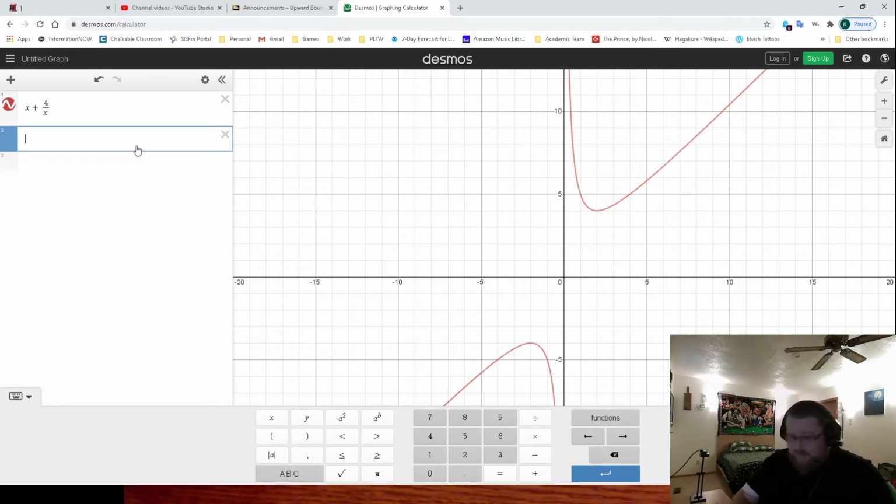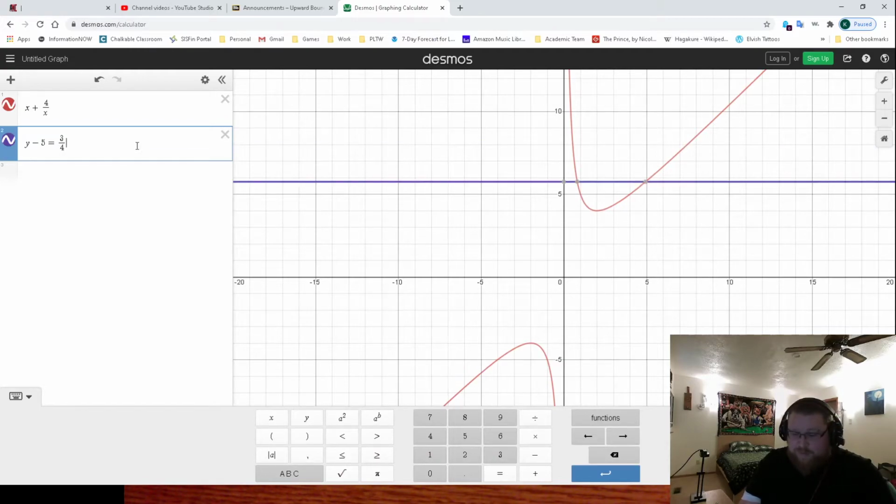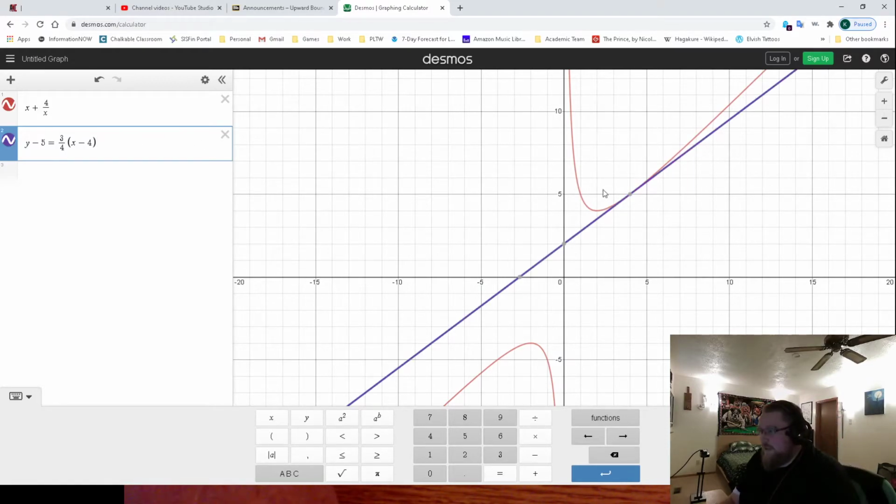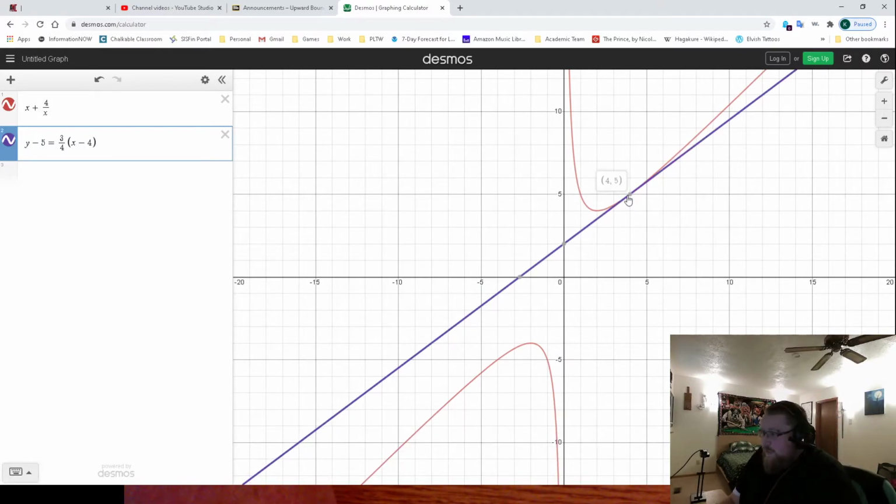The equation was y minus 5 equals 3/4 (x minus 4). Look at that beauty. It goes through (4, 5), and it appears to match the slope at that point, which tells me we did something good here. So there we have it. That's how it's done.